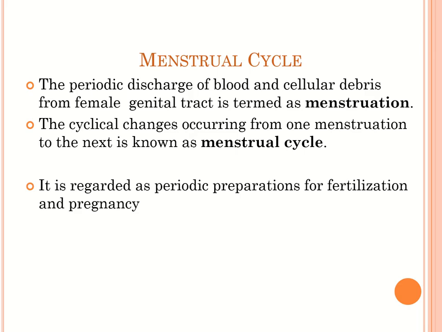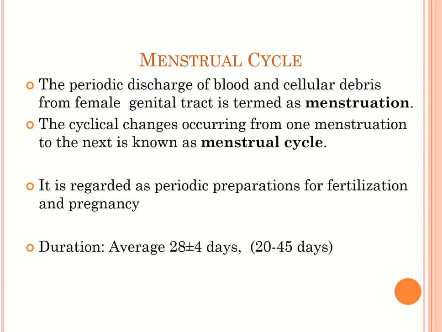Why do we get a menstrual cycle, or what is the significance of that? It is regarded as a periodic preparation for fertilization and pregnancy. Assuming if fertilization happens today, the endometrium should be ready to implant, right? So that is the preparation the endometrium regularly undertakes, so that if fertilization happens, to continue the pregnancy, the endometrium should be ready. That is why these changes regularly take place.